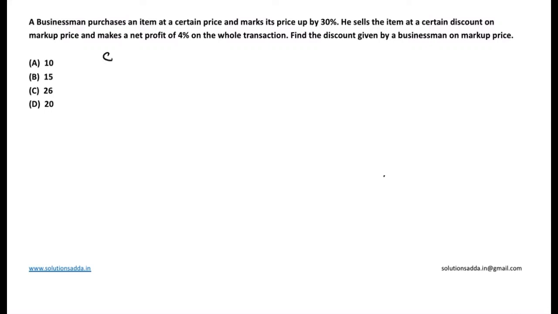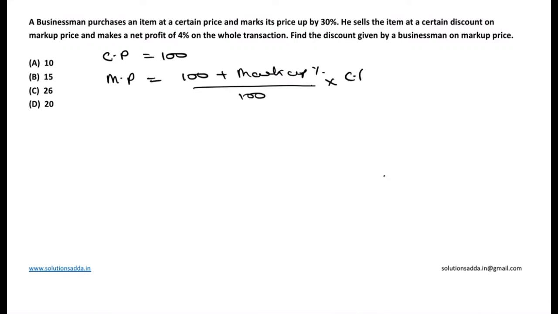So let us suppose the cost price is CP and let us assume it to be 100. Markup price is equal to 100 plus markup percentage total by 100 into cost price. When we put the markup percentage, we get markup price as 130. Therefore, now we have two pieces of information: cost price is 100 and markup price is 130.